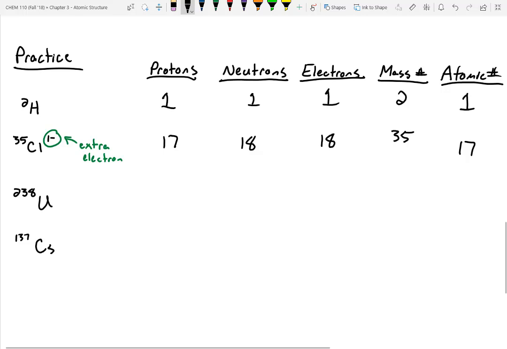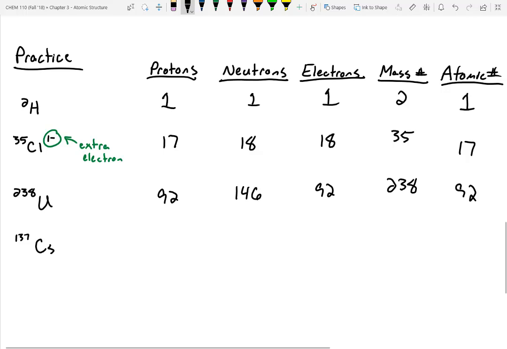All right, uranium-238. How many protons does uranium always have? 92. All right, that's its atomic number, so we'll plug that in. How many neutrons will uranium-238 have? Be 238 minus 92, should be 146. How many electrons? 92, assuming that it's neutral, right? No extra electrons, no electrons being stolen. And its mass number is going to be 238.